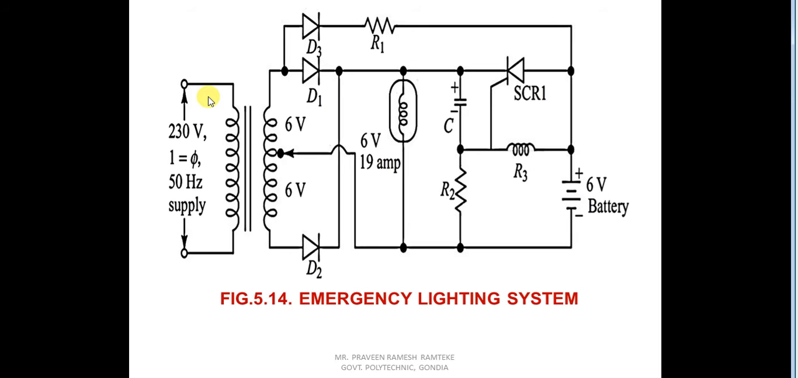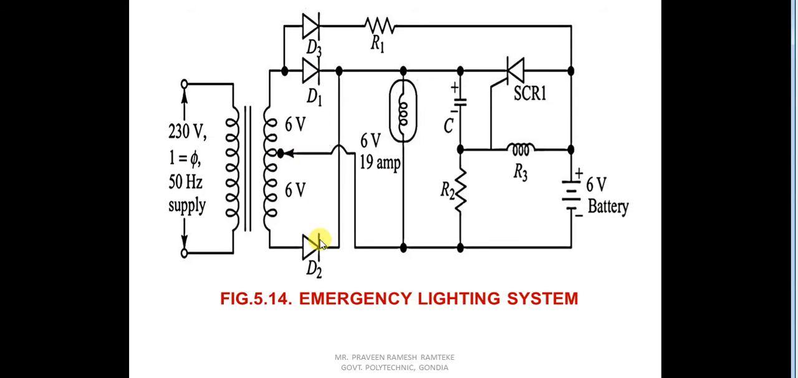Here we are utilizing a single phase AC supply, 230 volts, 50 hertz. It is fed to the center tap transformer. The rating of the center tap transformer is 6-0-6 volts. This means that at either end of these terminals, the output voltage is 12 volts, and with reference to the zero terminal, the voltage across the secondary is 6 volts.